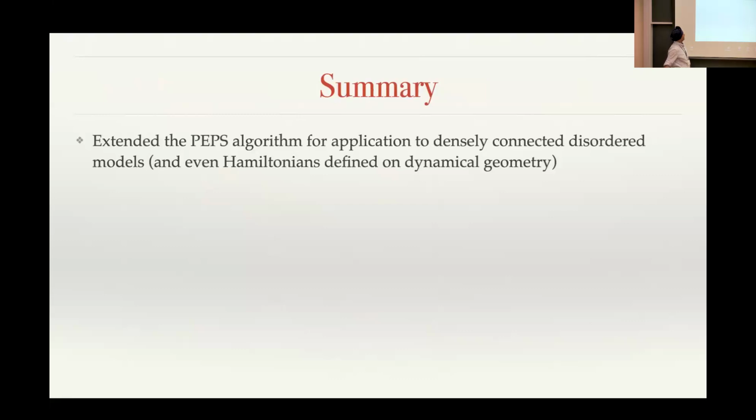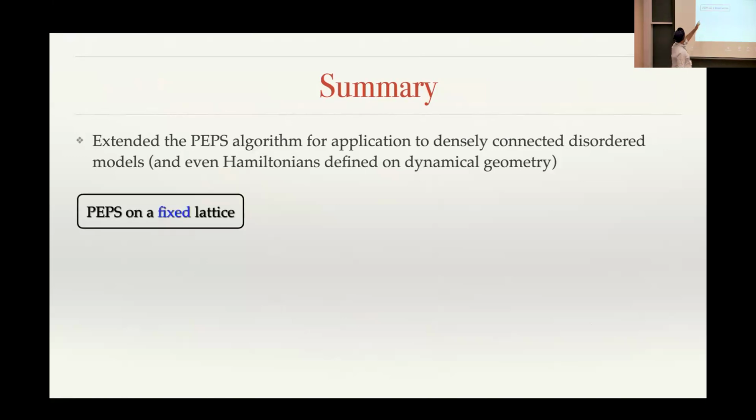Okay, so that's pretty much it. We've extended the PEPS algorithm to densely connected disordered models. And this method can also be used to find ground states of Hamiltonians that are installed on a dynamical lattice. I haven't explained it here, but you can do that.